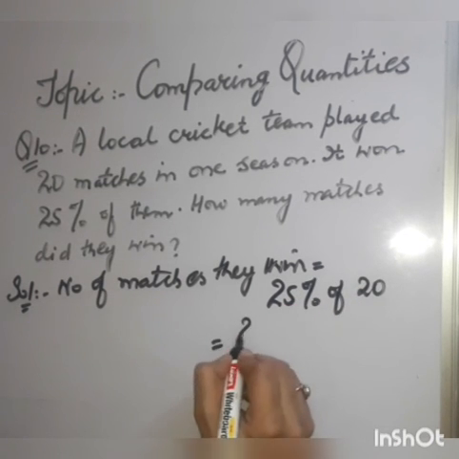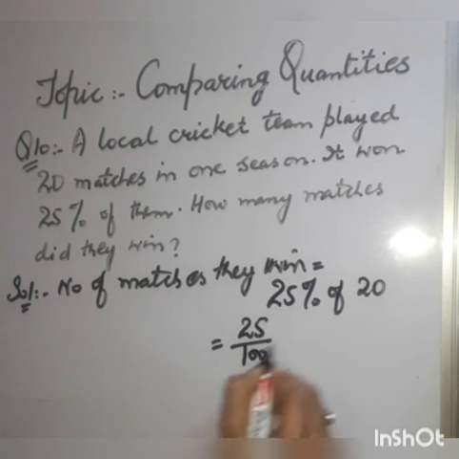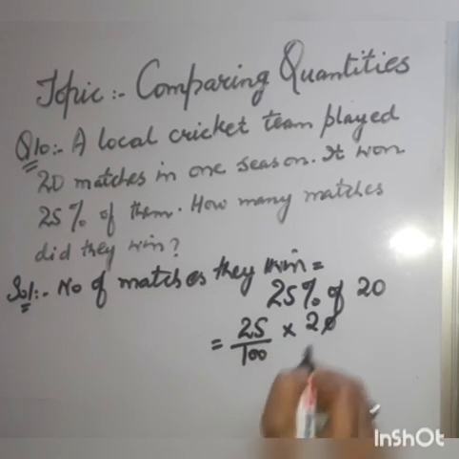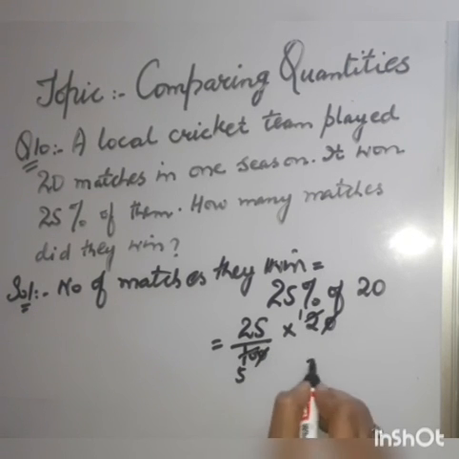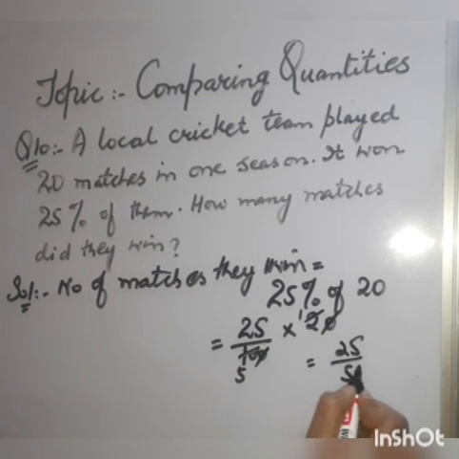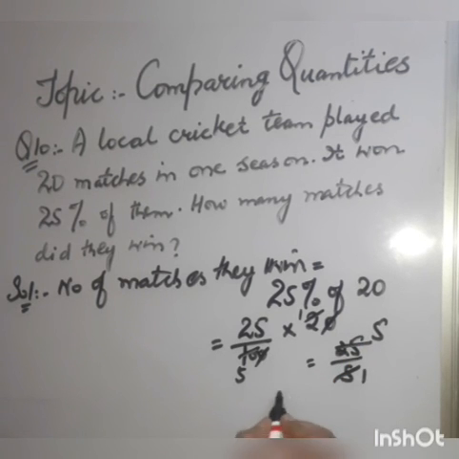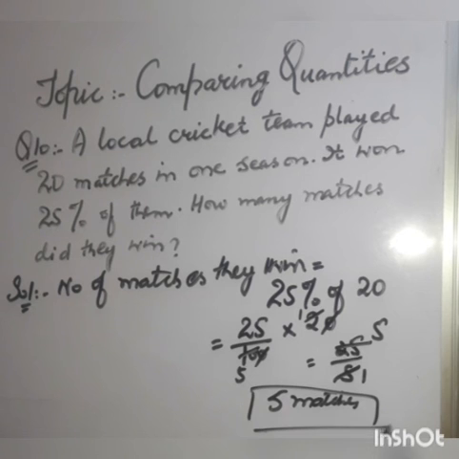Now this 25% can be written as 25 by 100 into 20. The 0 and 0 will cancel out. 2 1s are 2 and 2 5s are 10. So we are left with 25 by 5. 5 1s are 5 and 5 5s are 25. So they actually won 5 matches. Clear?